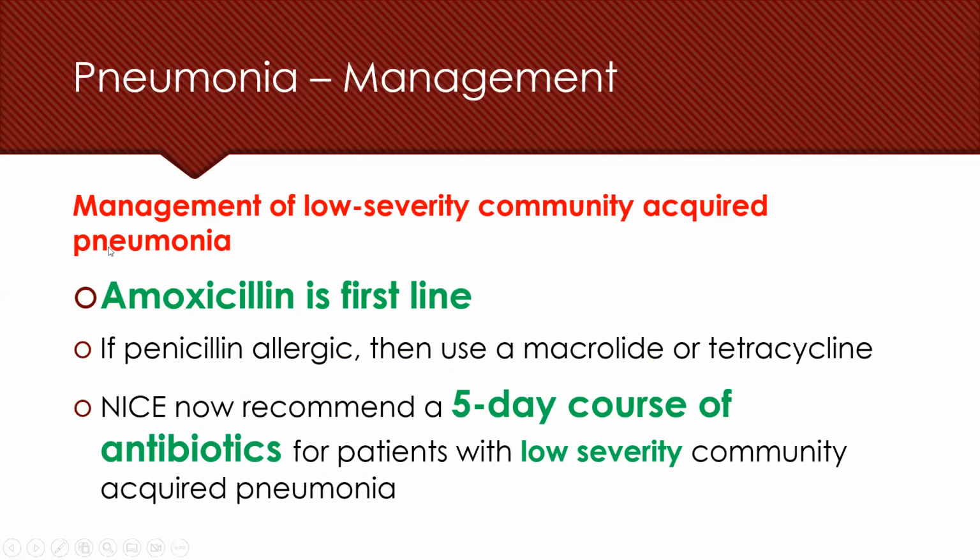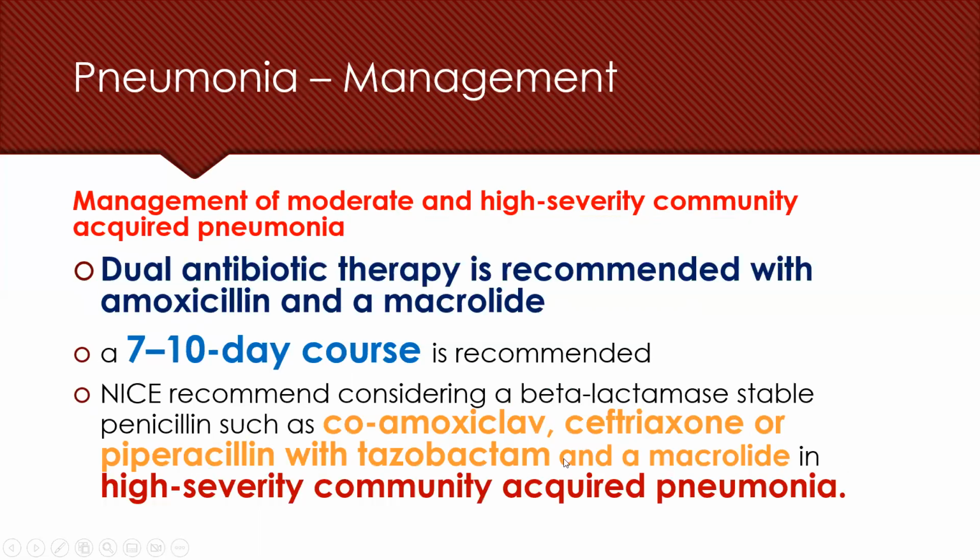For management of low severity community acquired pneumonia, amoxicillin here is the first line of treatment. And if the patient is allergic to penicillin, then we can use a macrolide or tetracycline. NICE recommends a 5 day course of antibiotics for a patient with low severity community acquired pneumonia.